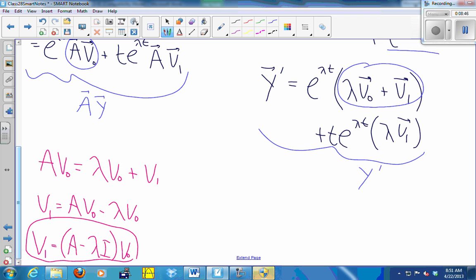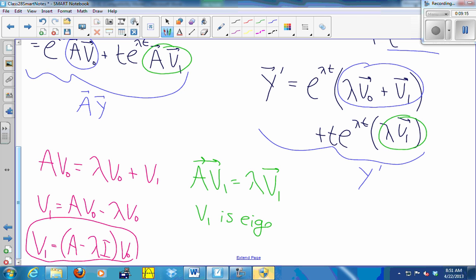And when you set the other two coefficients equal, A v1, the coefficient on t e to the lambda t, has to equal lambda v1. All that tells you is that v1 is an eigenvector. That's the definition of an eigenvector, A v equals lambda v. So we have two conditions on v1. It has to be an eigenvector, and it has to equal A minus lambda I v naught.